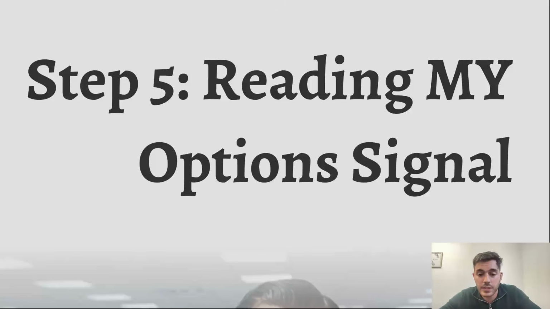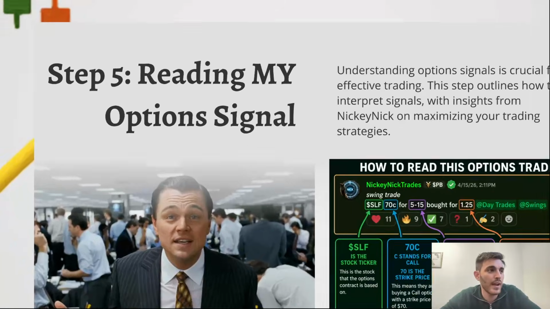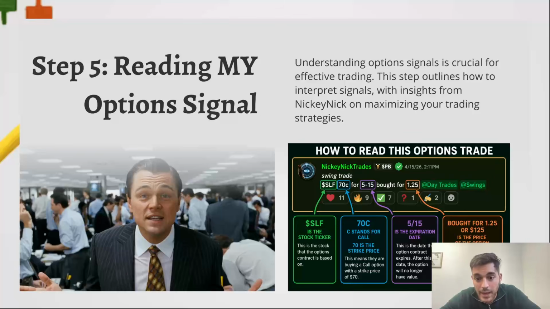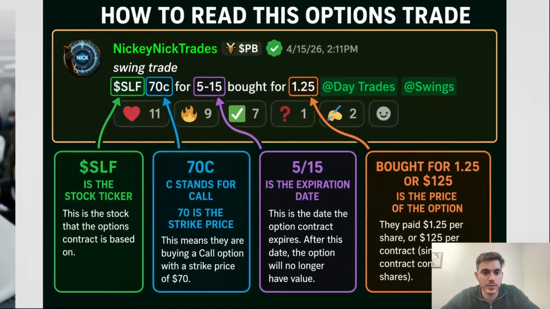And then lastly, if you're going to be following me, trading with me, you need to learn how to read my option signals. This is a perfect little graph of how to understand my option signals. So how to read this, okay? So here you're seeing SLF, 70 call for 515, bought for 125. You're looking at this and you're like, dude, am I relearning how to read? Because it looks like jargon, right? You're seeing numbers, you're seeing symbols, you're seeing letters. You're like, what am I looking at?